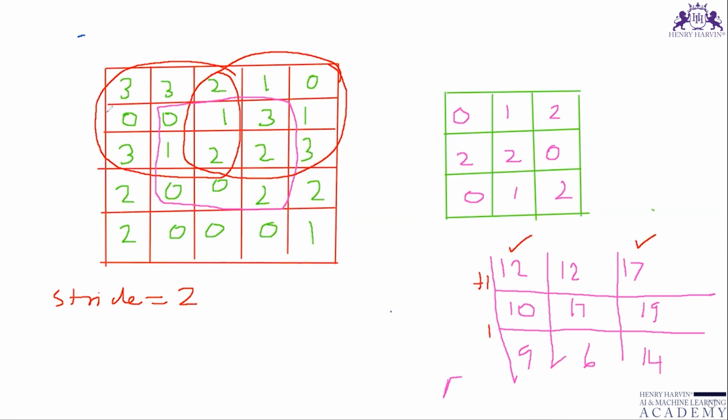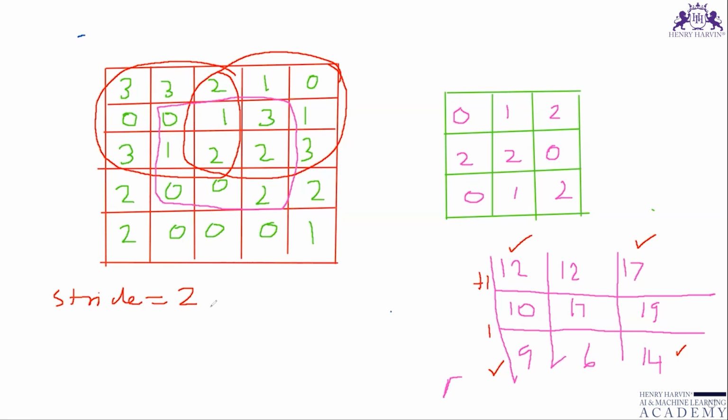17. Similarly, since stride is equal to 2, here also we will be leaving this and then we will take this one. Am I clear? Similarly, this one. So what will be the answer now? We will be getting 12, 17, 9 and 14. Is that clear to you? So what are we doing when we write stride equal to 2? The second sliding should actually happen over here, but since stride is equal to 2, it is moved to this place. Not only horizontally, even vertically, we have to follow the same.